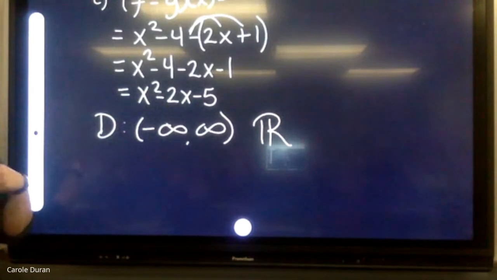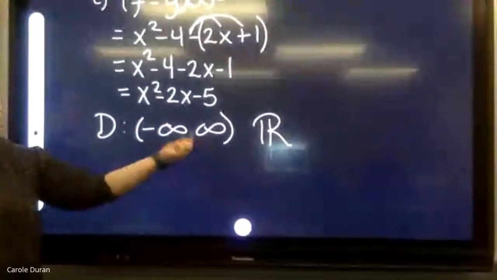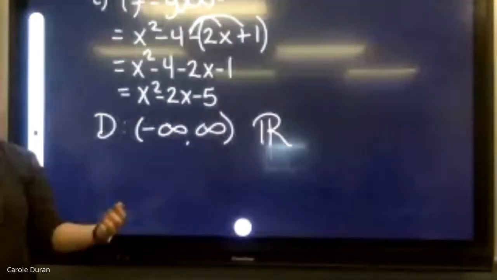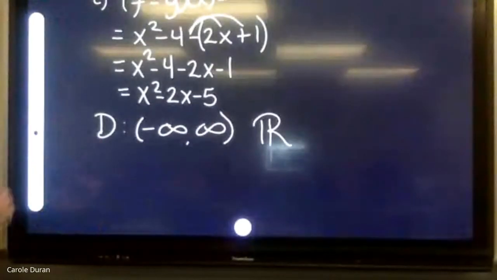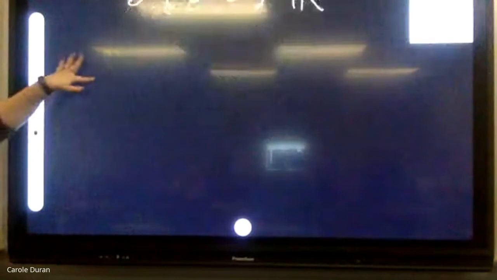I couldn't either, which is how I know it's negative infinity to infinity. This is always what we assume it is unless I can prove that that's not true. Okay, so I'm going to show you next an example where we can prove that it is not negative infinity to infinity. So I think that was C or D.